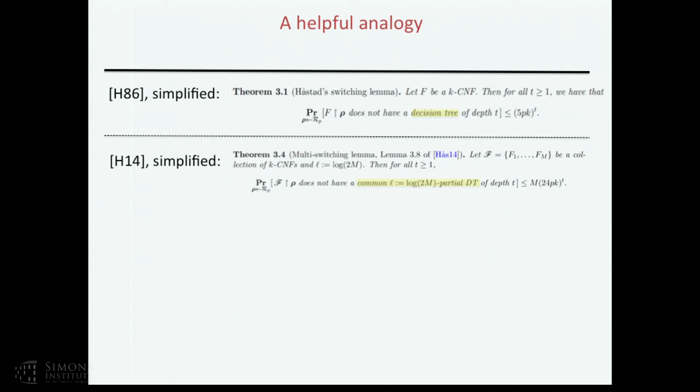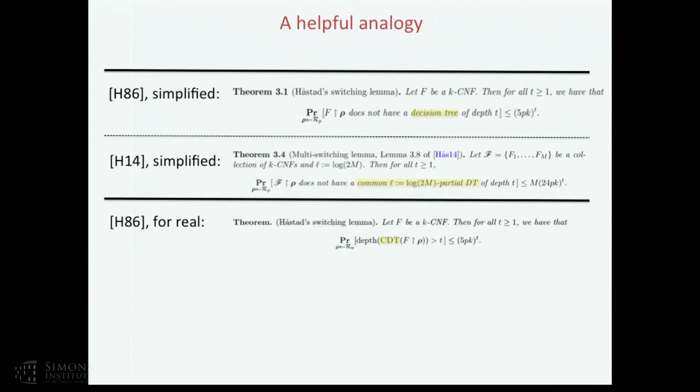The multi-switching lemma, the way we described it a couple of slides ago, was saying, hey, if you've got a collection of these CNFs, then with very high probability, there's some shallow common partial decision tree that works for those. Okay, but we saw that what Hastad's switching lemma really gives us, and what Luca's argument exploits, is that it's not just that there's some shallow decision tree for the restricted CNF. There's actually this particular one, this computationally simple one, this canonical decision tree. Probably that is extremely shallow.